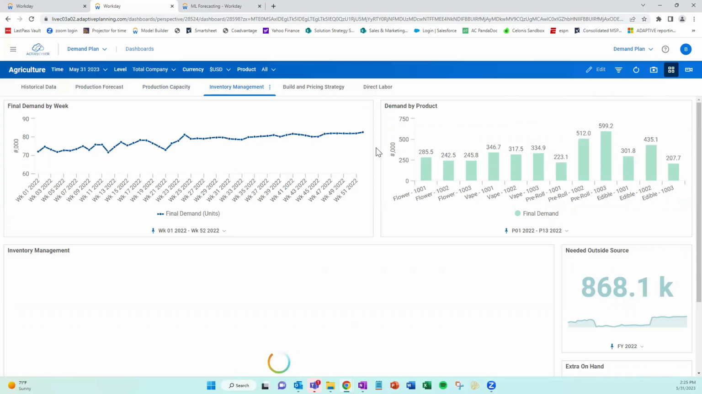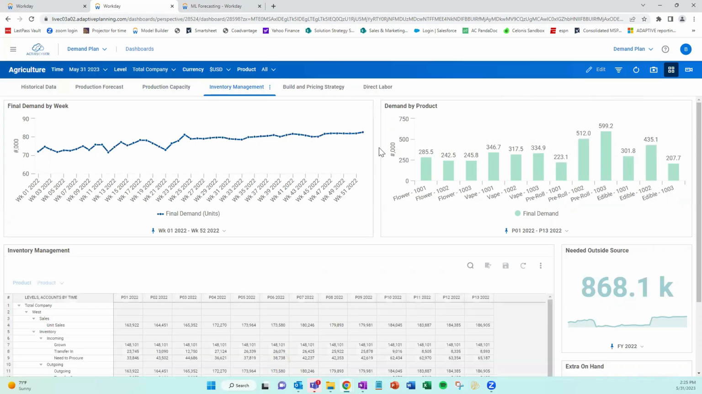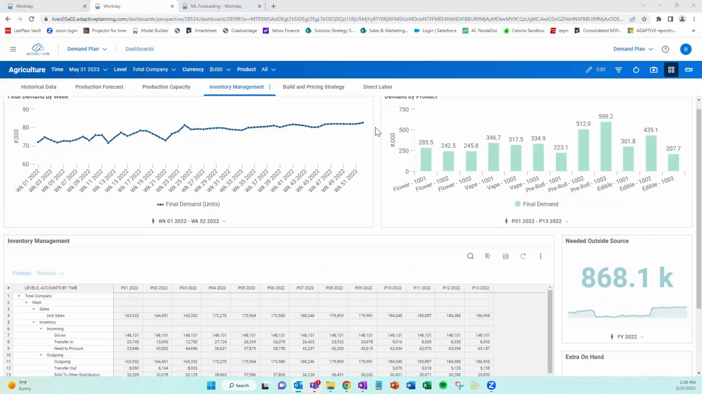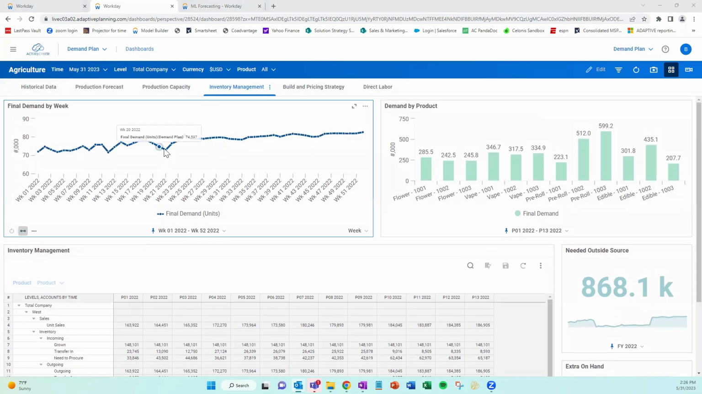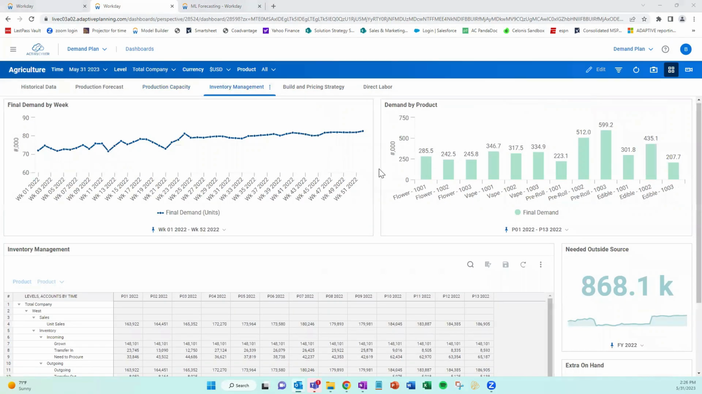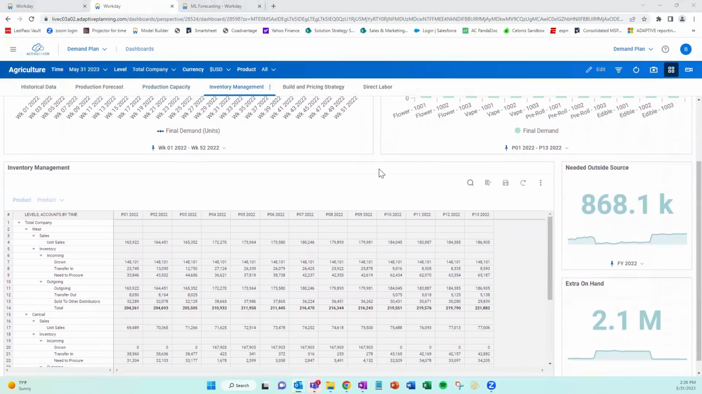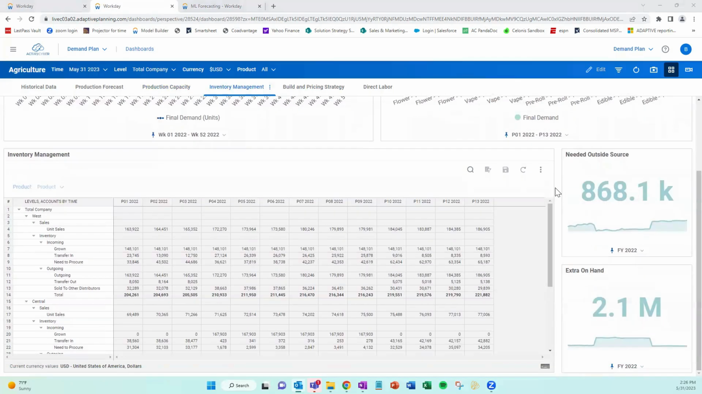Now, based off of leveraging our historical information and running a machine learning forecast, as well as updating our adjustments manually with an override percentage or an override amount, as well as updating our production capacity, this helps us achieve that final demand by week by product. All of that then plays in to our overall inventory management cube sheet down below.